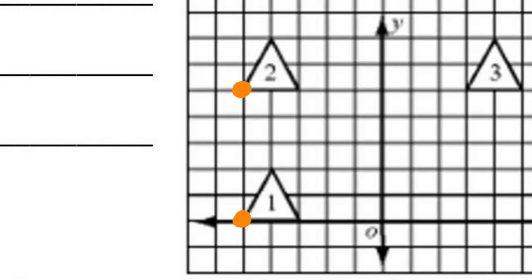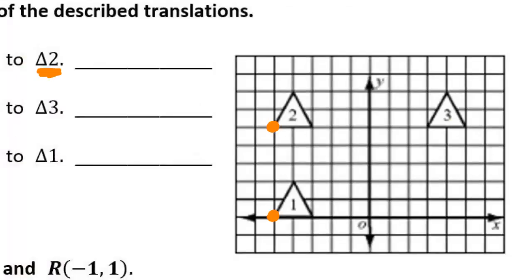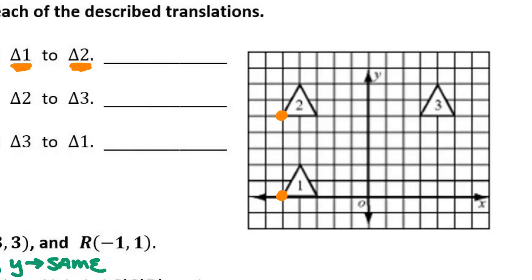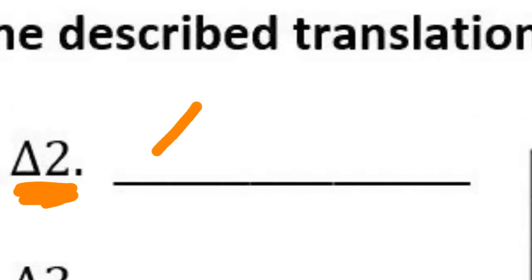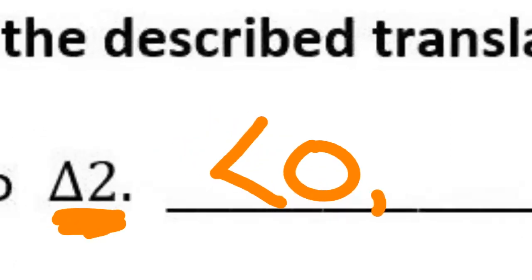And then I'm going to count how far, left, right, up, or down. To go from triangle 1 to triangle 2, I don't need to go left or right at all. That's always what the first number tells me. Since I'm not going left or right at all, it is a 0 there.